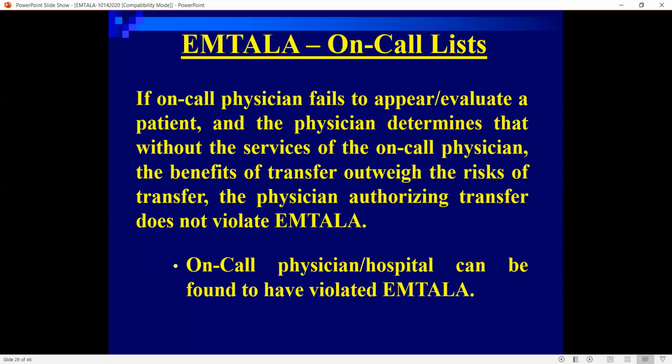The on-call physician in those circumstances, along with the hospital, not the ER doctor, can be seen as violating and may be culpable of violating EMTALA, because their obligation is to respond, and they've made a commitment to respond to requests from the emergency room physician or the emergency room team.